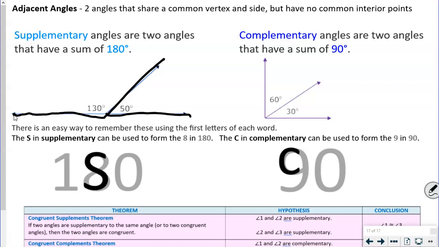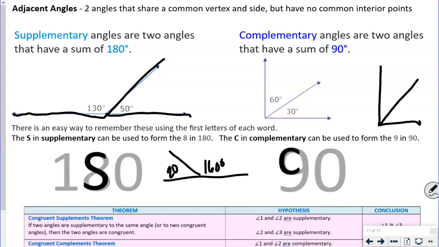Okay, so if I were to ask you to go ahead and draw another pair of angles that are supplementary, you could do one that's like 20, right? And then 20 plus what is 180? So you could say 20 plus 160 is 180. So those are supplementary angles. If we were to do another example over here, we could do what? 45 and 45, because 45 plus 45 is 90.